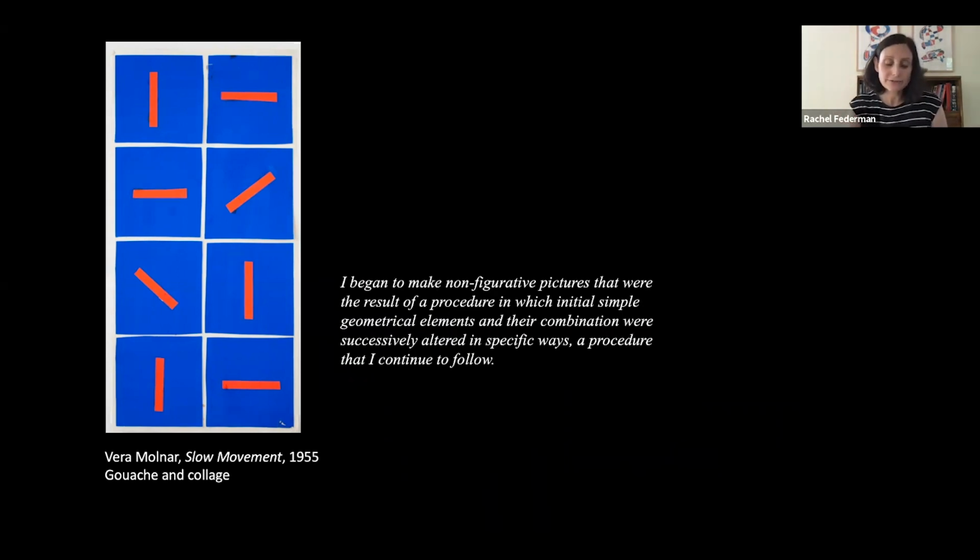In a 1975 article in Leonardo, a journal that focuses on the intersection of science and the arts, she wrote, "I began to make non-figurative pictures that were the result of a procedure in which initial simple geometrical elements and their combination were successively altered in specific ways, a procedure that I continue to follow." And she remarked playfully on her machine imaginaire, the imaginary computer that produced such works.